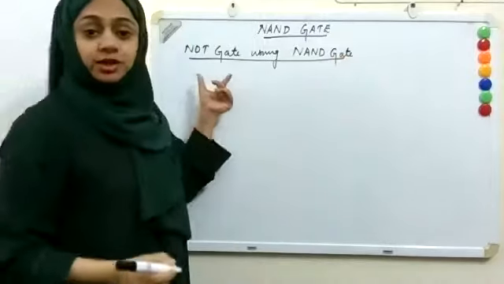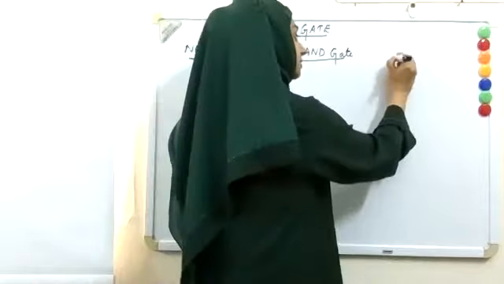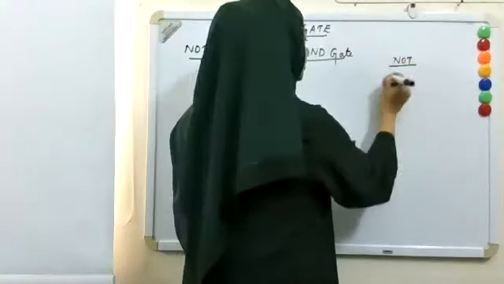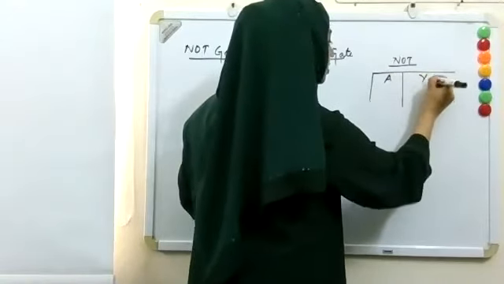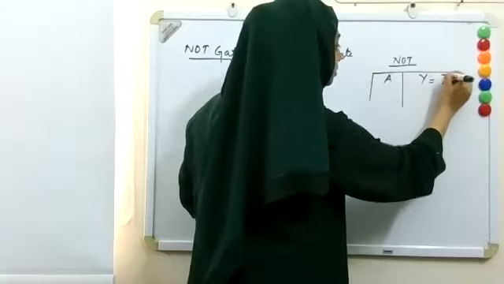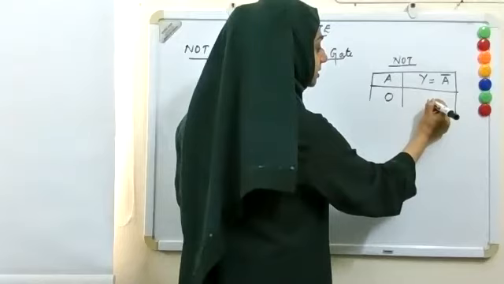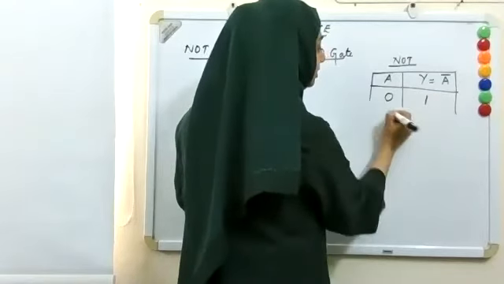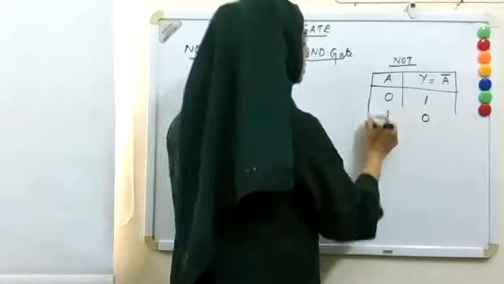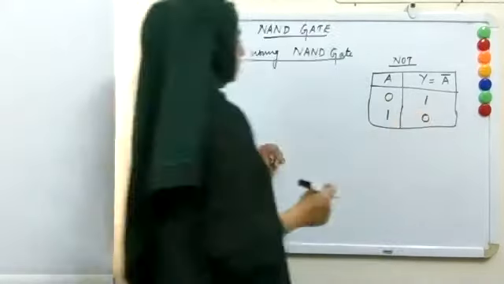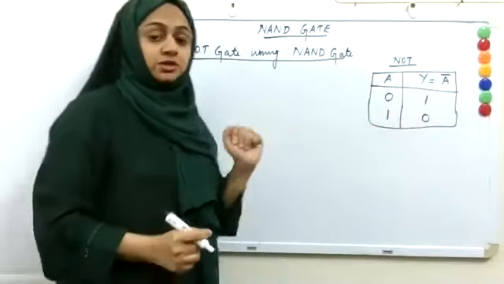You remember the truth table for NOT gate? How many inputs are there for NOT gate? One input. So A, and this is the output. Y is equal to not A. So if the input is 0, what will be the output? 1. And if the input is 1, what will be the output? 0. So this is the truth table. So using NAND gate, we have to get the same output for these inputs.